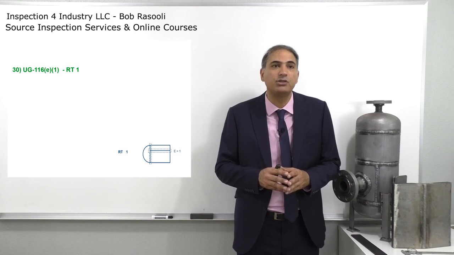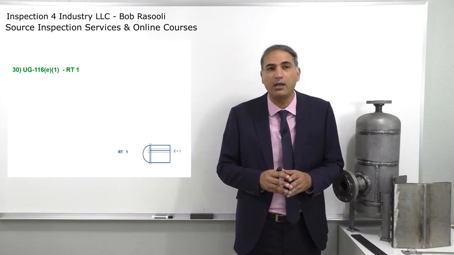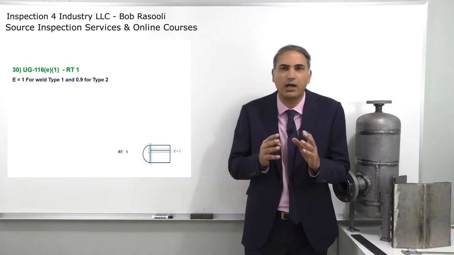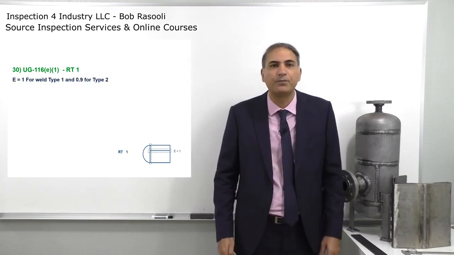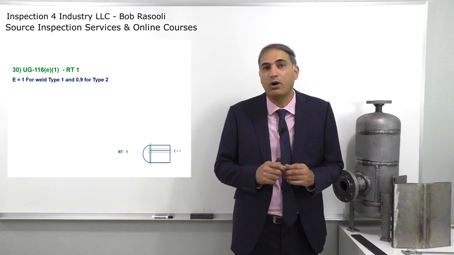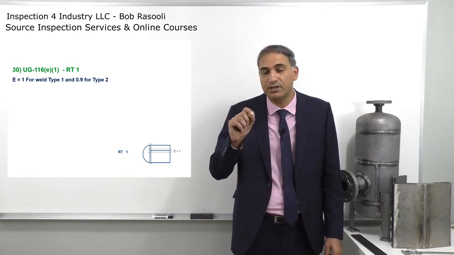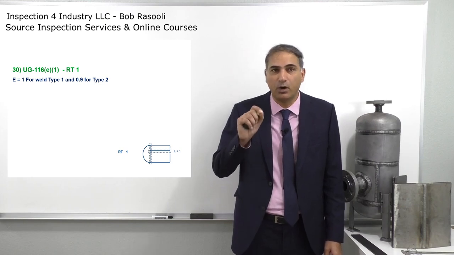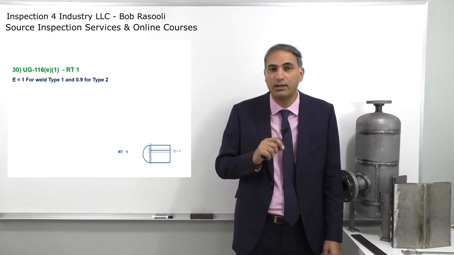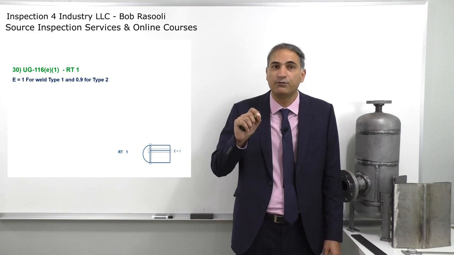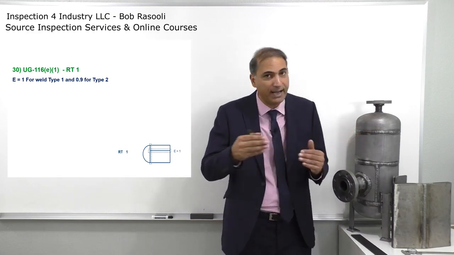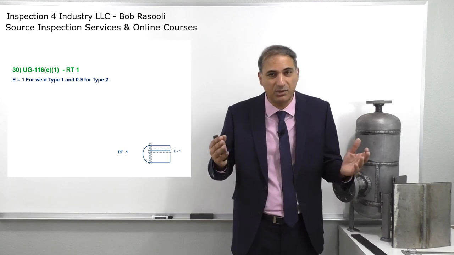is one of them is UG116E1 for RT1. What is the definition of the RT1? Okay, RT1 means you are putting the joint efficiency in a design formula using the number 1 for weld type number 1 and 0.9 for weld type number 2. Type number 2, the one with the backing strip, I said to you, is not used anymore.